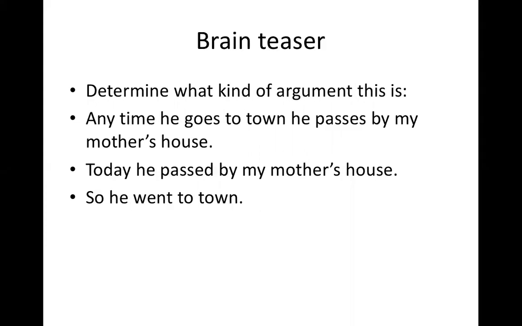So a little exercise. Determine what kind of argument this is. Anytime he goes to town, he passes by my mother's house. Today he passed by my mother's house, so he went to town. What kind of argument is this? We have seen modus ponens, fallacy of modus ponens, modus tollens, fallacy of modus tollens. We've seen hypothetical syllogism. We've seen two hypothetical fallacies, and we've seen disjunctive syllogism. So what kind of argument is this?